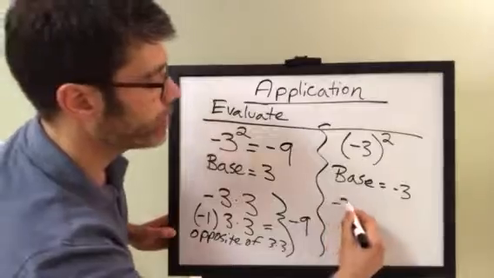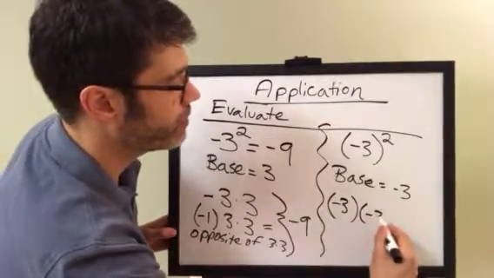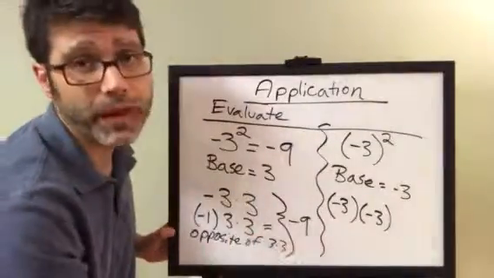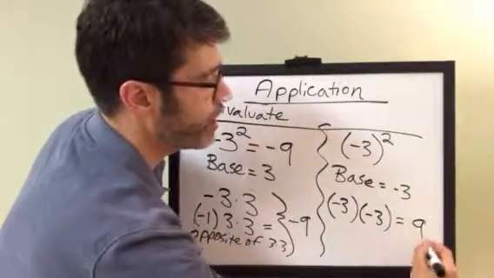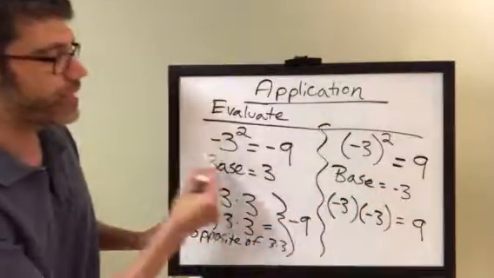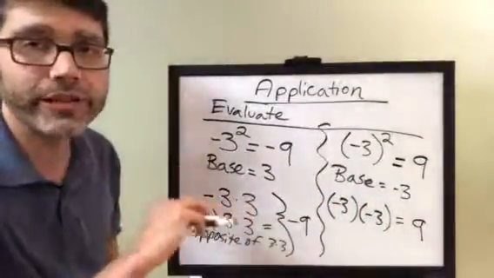Over here, expanding it is a negative 3 times a negative 3. When you have two negatives multiplied against each other, it becomes a positive. So this ends up being a positive 9, okay? So this is a positive 9 and this is a negative 9. Two very different answers.